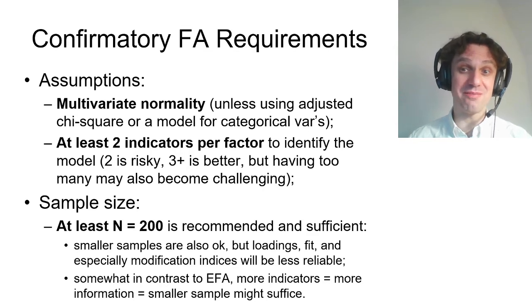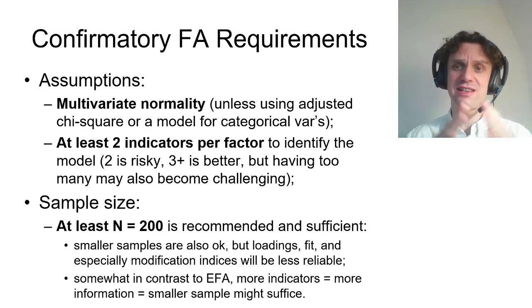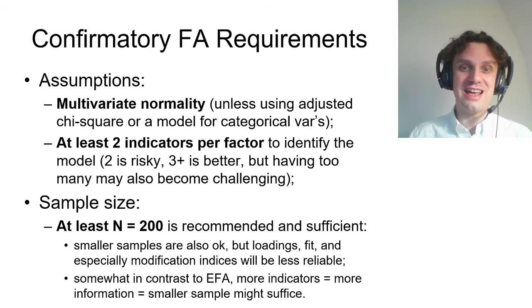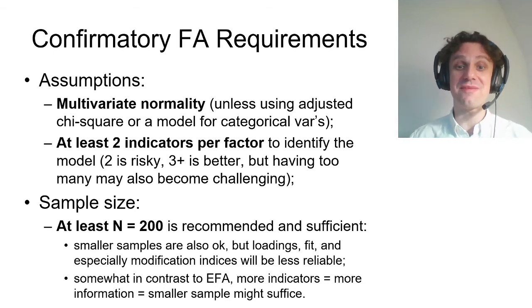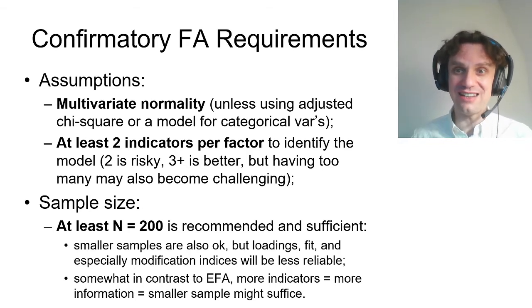And even smaller samples, even samples of 100 and smaller, have been used in the literature. But in smaller samples, obviously your confidence intervals for loadings and for fit indices become huge, and it's very hard to rely on these findings. But this is in contrast to exploratory factor analysis, where the number of people you need is proportional, maybe not linearly, but is related to the number of variables in your model.